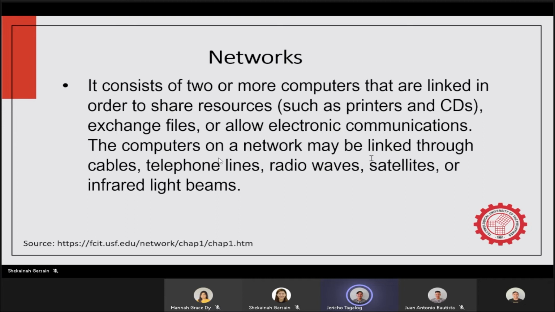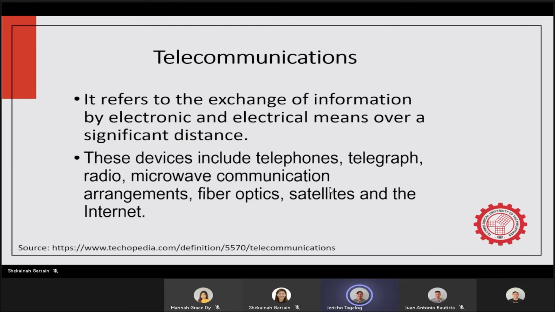Tapos meron ding iba-ibang klase ng or ways paano sila nagko-connect. Yun nga yung through a cable, telephone line, radio waves, satellite, or infrared lights. Next slide.